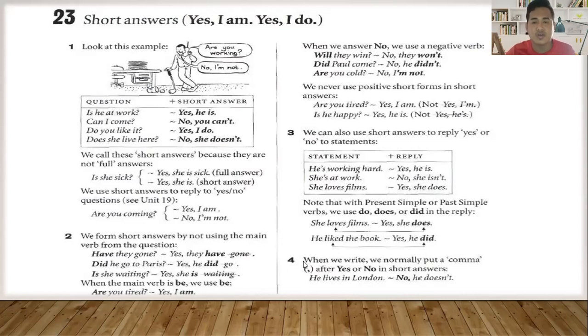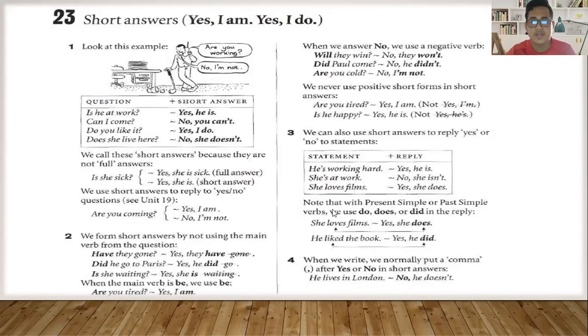We normally put a comma after yes or no. For example, yes, he lives in London. No, can you give up the comma? They use a comma after yes or no. We see it.